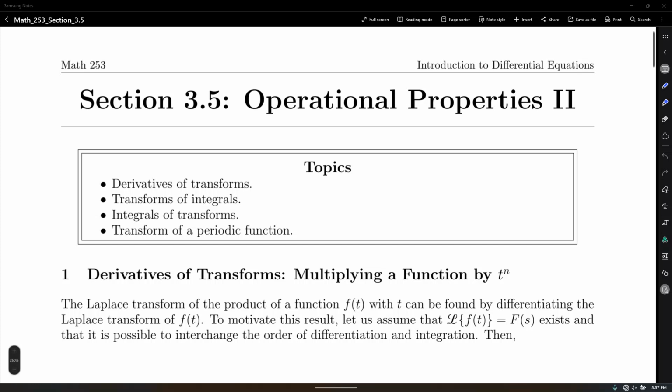We were using the Laplace transform of the derivative. Now we're going to do the opposite. We're going to find derivatives of transforms.